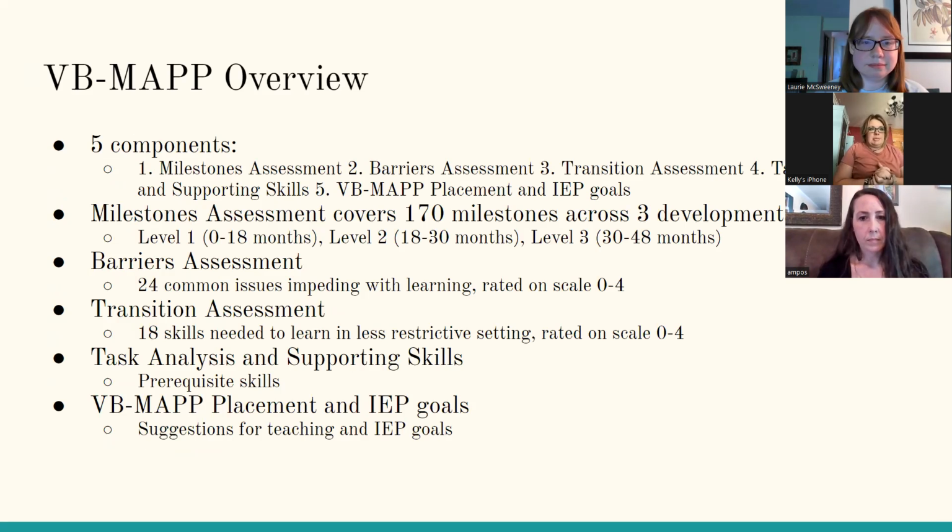I'm going to talk about the VB-MAPP overview. So the VB-MAPP has 5 components. For this client, we would focus mainly on the milestones assessment, which covers 150 milestones across 3 developmental stages up to age 4. And also we would focus on the barriers assessment, which has 24 common issues impeding learning, rated on a scale of 0 to 4.